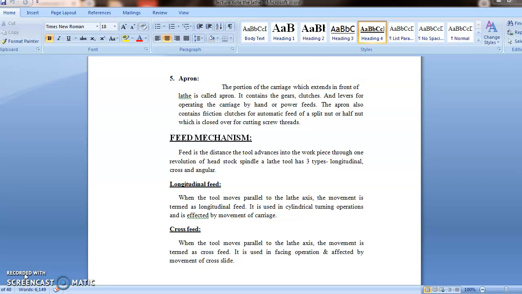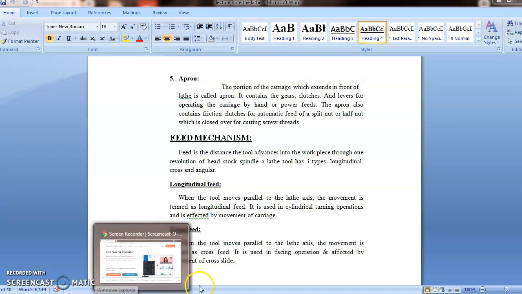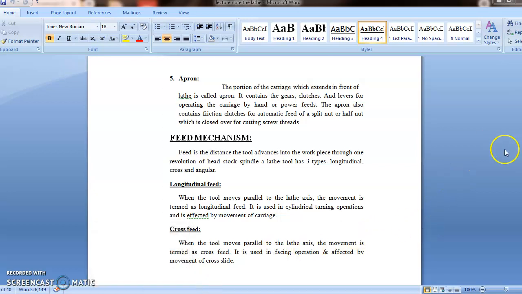When the tool moves parallel to the lathe axis, the movement is termed as longitudinal feed. It is used in cylindrical turning operation and is effected by movement of the carriage. Then cross feed. When the tool moves perpendicular to the lathe axis, the movement is termed as cross feed. It is used in facing operation and effected by movement of the cross slide.